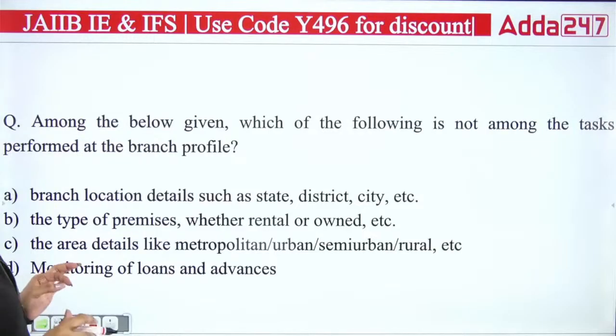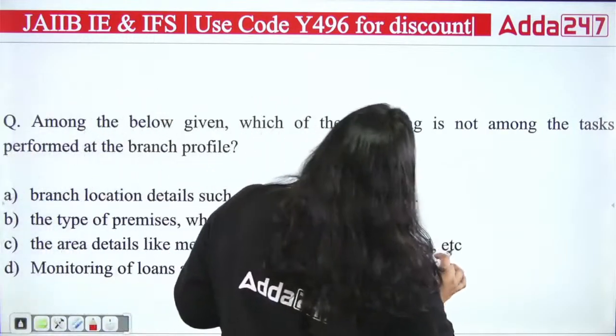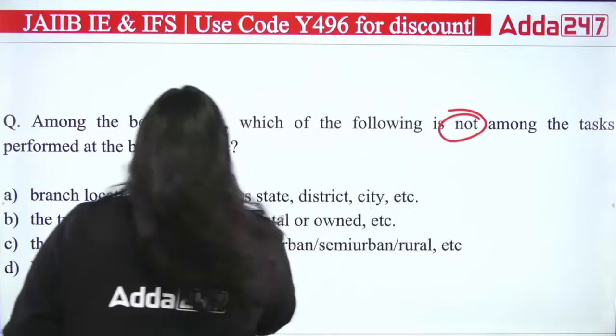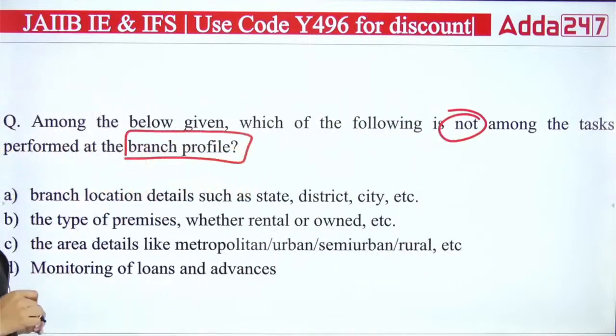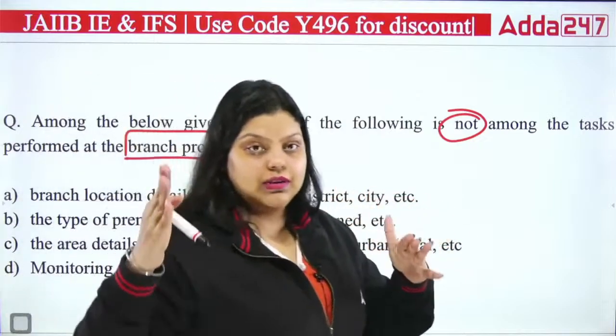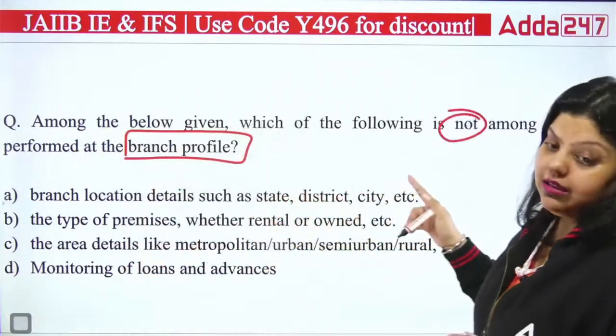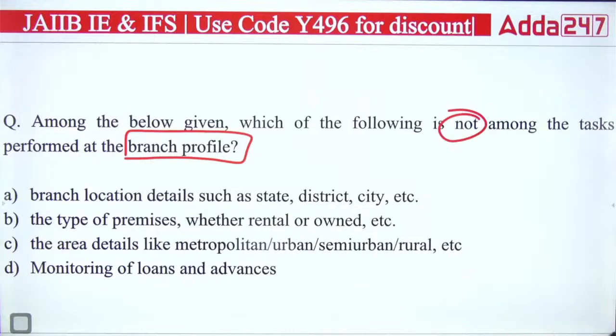Next, among the below given, which of the following is not among the tasks performed by the branch profile? Certain four tasks have been given to you, and the question is asking which of the following is not among the tasks performed by a branch profile. First, branch location details such as state, district, city. Second, the type of premises, whether rental or owned. Third, the area details like metropolitan, urban, semi-urban, rural. Fourth, monitoring of loans and advances.